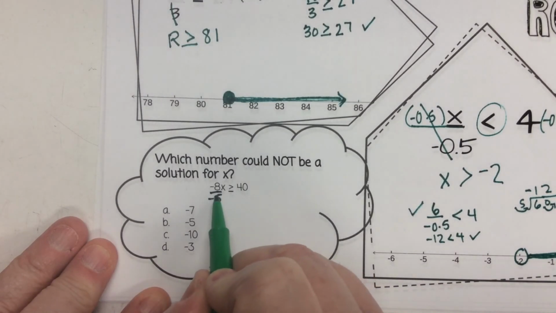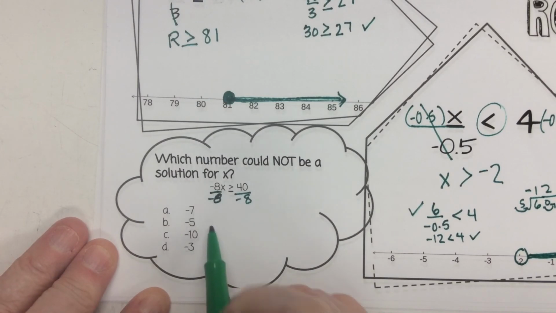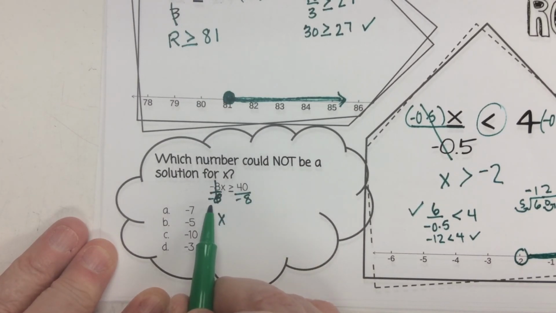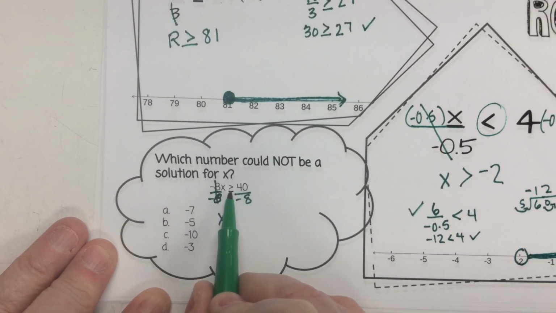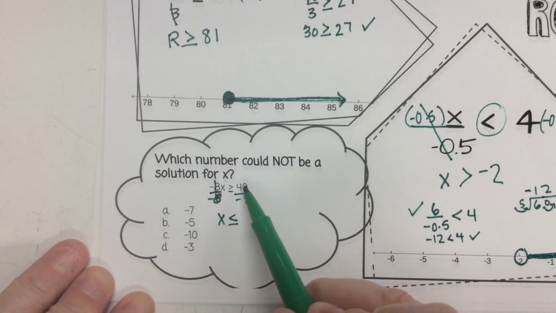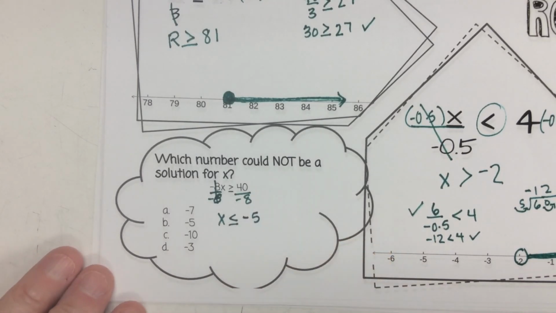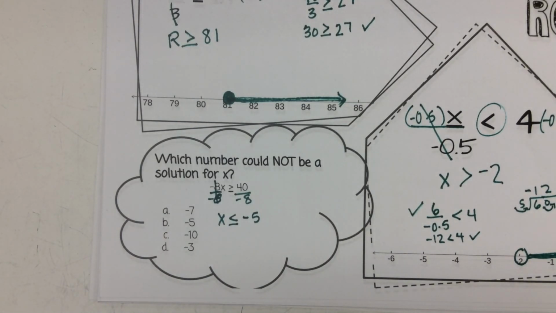Divide by -8. Divide by -8. Okay, now, I'm left with x. But because I divided by a negative, remember that rule, I have to flip this around. So instead of greater than or equal to, it becomes less than or equal to. Now, positive 40 divided by -8 is going to be -5. So x has to be less than or equal to -5.